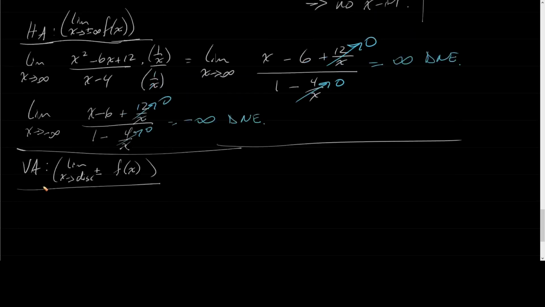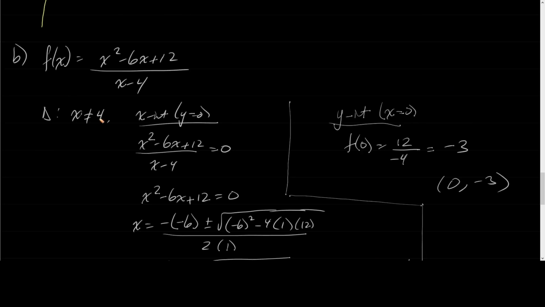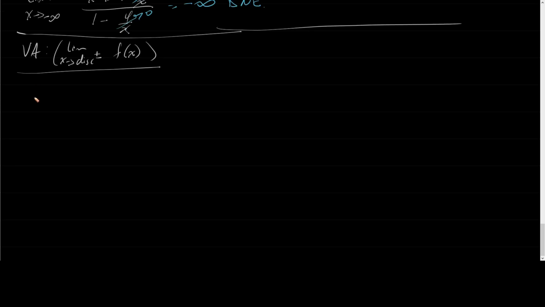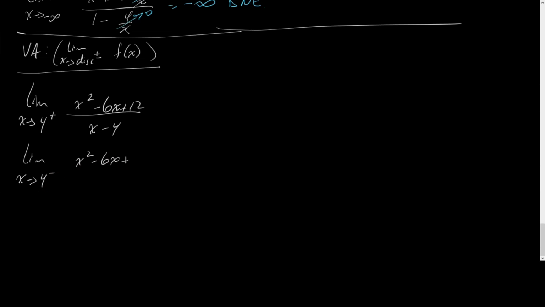What was our discontinuity? Well, based off of the domain, the discontinuity happens at 4. So we're going to take the limit as x goes to 4 from the right of our function, which was x squared minus 6x plus 12 over x minus 4. And we're also going to do it from the left of x squared minus 6x plus 12 over x minus 4.